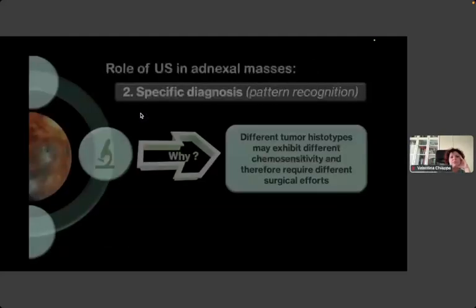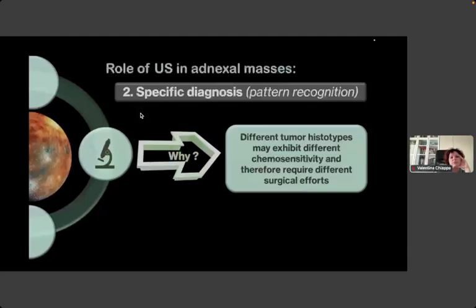We have seen how ultrasound can be used to predict the specific histotype of the adnexal lesions, which can be important in patient management. We know, for example, that certain tumor histotypes, such as low-grade serous ovarian cancer, are not very sensitive to chemotherapy. In these cases, therefore, having a preoperative suspicion can guide the surgeon toward a more cytoreductive effort.